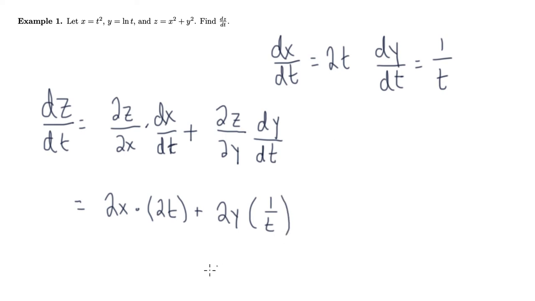But now we want our final answer to just be a function of t. But recall that x is just t squared, and y is just natural log of t. So this is really 2 times 2, t squared times t, so 4t cubed, plus then we have 2, y is natural log of t, and then divided by t. So that's dz/dt, right there.